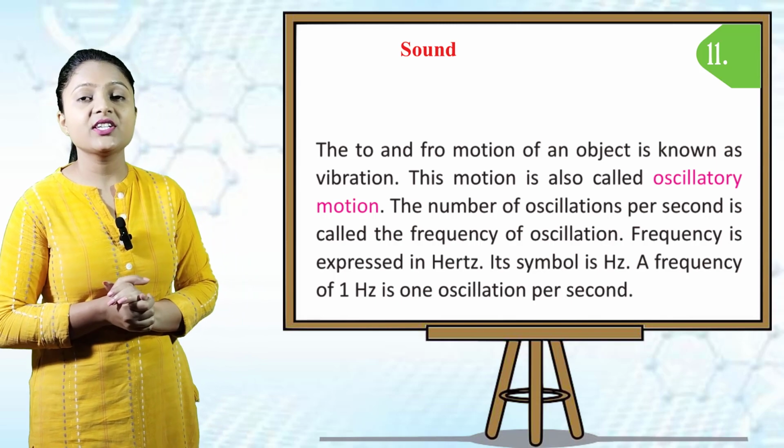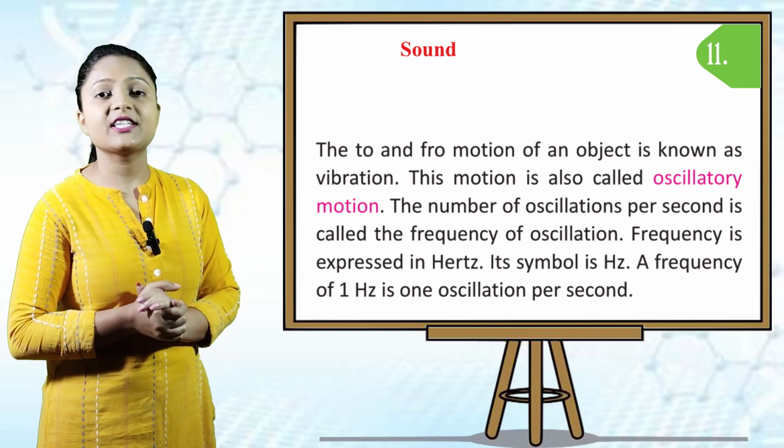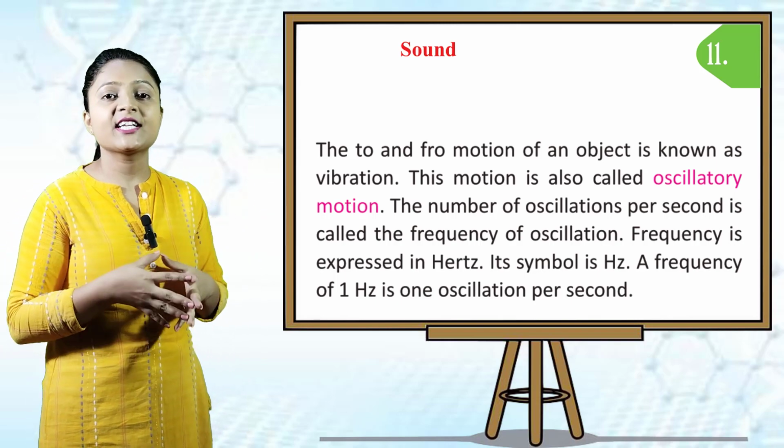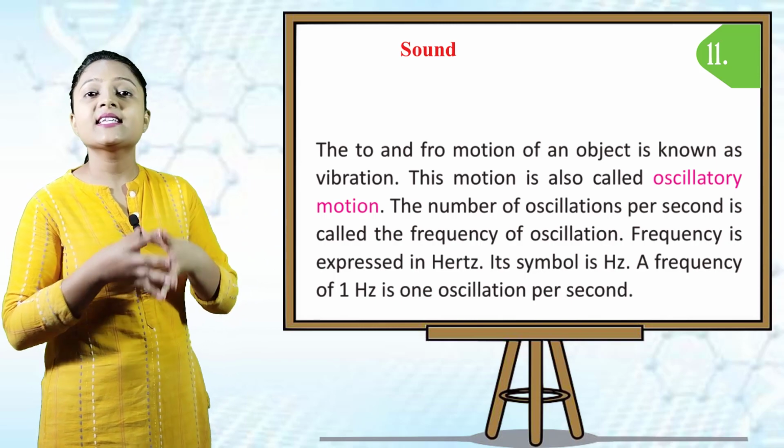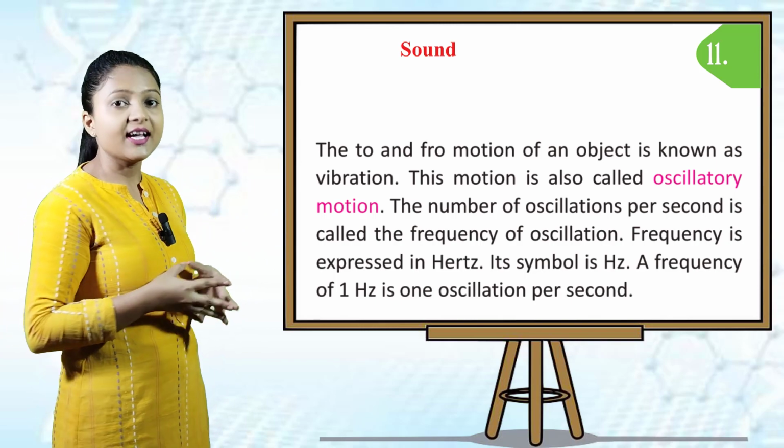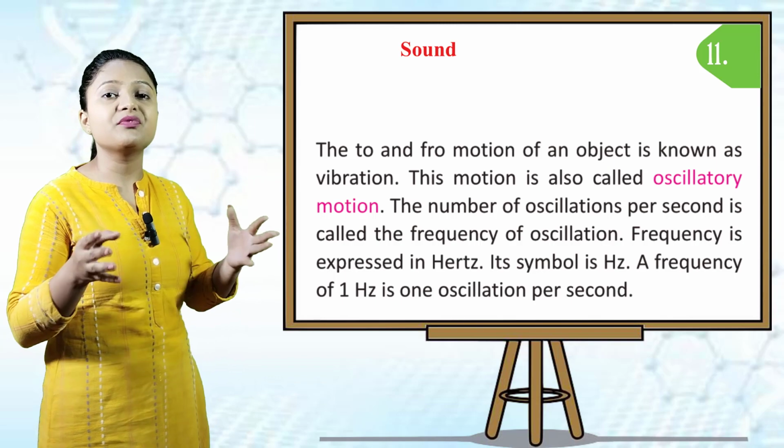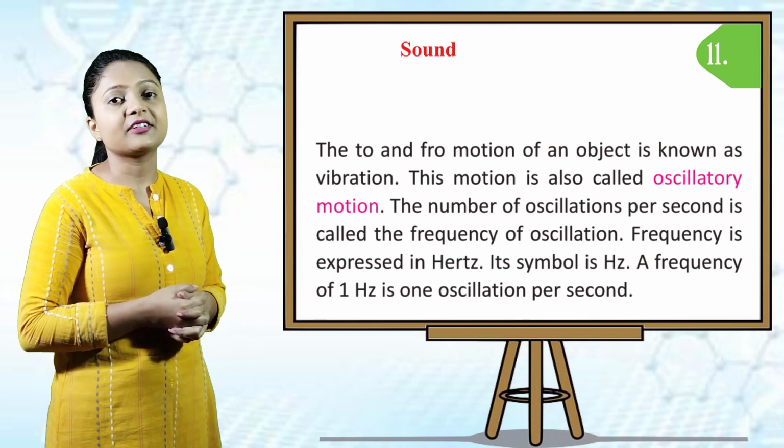The number of oscillations per second is called the frequency of oscillation. Frequency is expressed in Hertz. Its symbol is Hz. A frequency of 1 Hz is 1 oscillation per second.